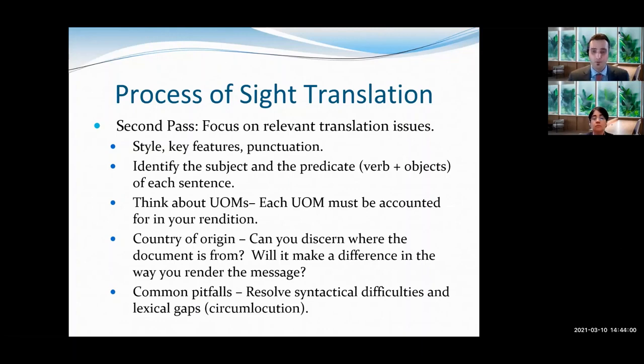Otherwise, it's just nonsensical. So it's okay to take the beginning and put it at the end, to take the middle and put it at the beginning. It's okay to chop it up. It's okay to reverse the words. Absolutely. Now, when we talk about lexical gaps, anytime you hear the word lexical or lexicon, these are linguistic terms, it means vocabulary. So lexical gaps means that you don't know the right word.